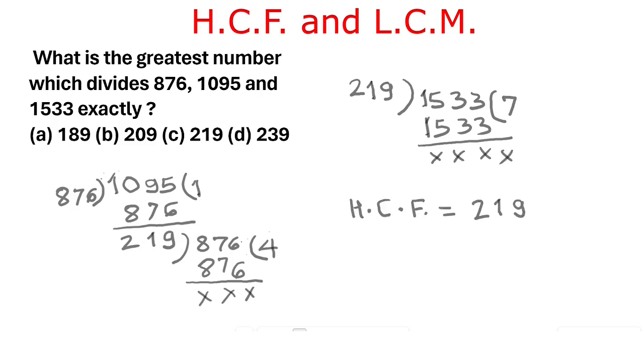Therefore, the H.C.F of the given numbers 876, 1095 and 1533 is 219, and that is the greatest number which divides these numbers exactly. And from the given options, our answer is option C, 219. I hope you have understood the division method of finding H.C.F of given numbers. We go to the next question.